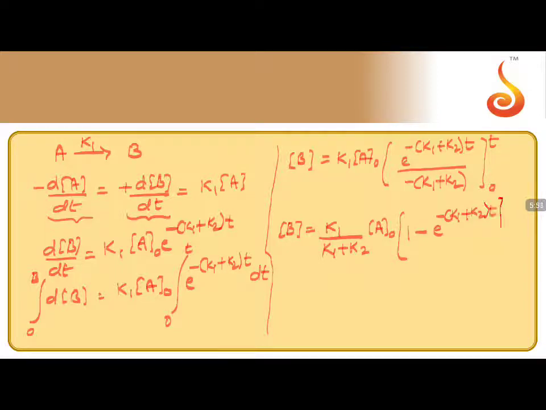into t. Therefore, we have concentration C, similar to this, instead of K1 we write K2: K2 by K1 plus K2 into A naught into 1 minus e power minus of K1 plus K2 into t. So this is going to be the answer. Therefore, if you write concentration B by concentration C, you get the answer K1 by K2.